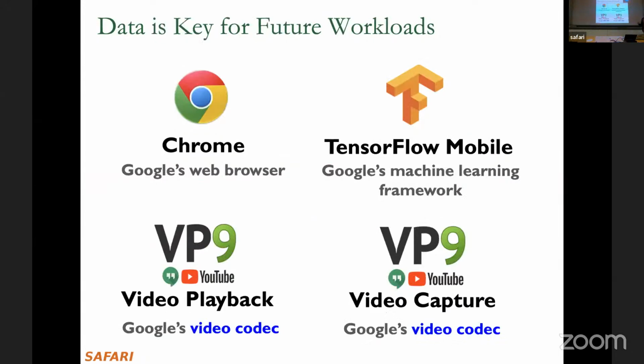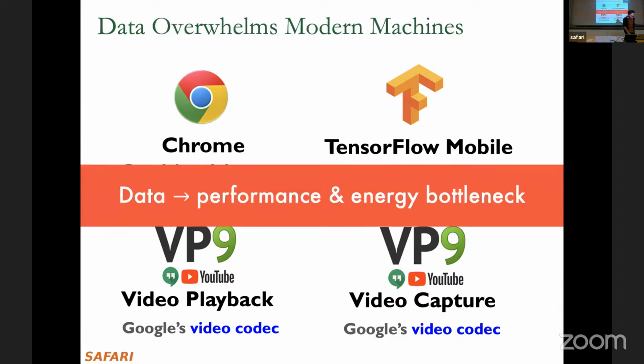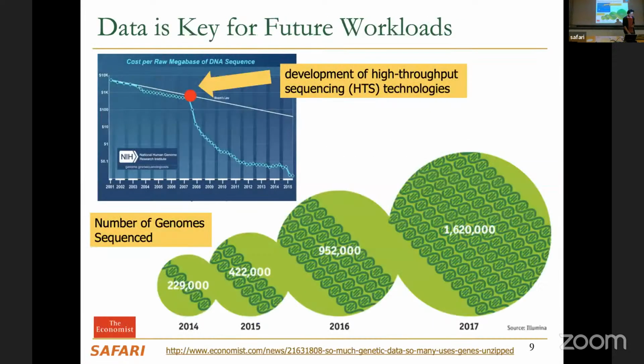And that's not only in these server class applications we had in the previous slide. It's something that we can also find in mobile devices or in edge devices. And here you have some more examples. Google Chrome, TensorFlow Mobile, or the VP9 encoder and decoder, right? So these are, let's say, more typical workloads in mobile systems or in consumer workloads in mobile systems. And there we also see that data leads to performance and energy bottlenecks.